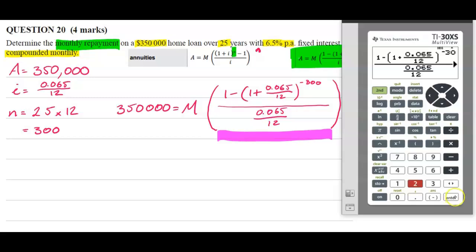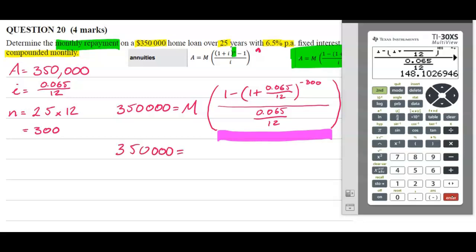Okay, so I've got my section in now. Let's hit enter. And I get 148.1026946, and it most probably keeps on going. So let's rewrite this then. I have $350,000 equals M times 148.102, and I'm going to put some dots after there. That's just going to signify that this decimal keeps on going.